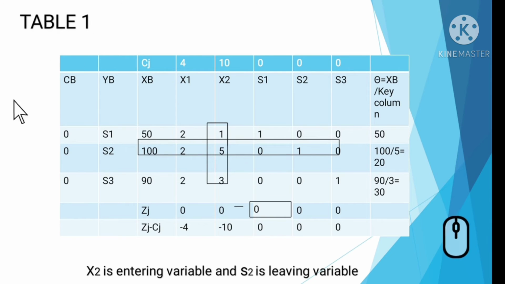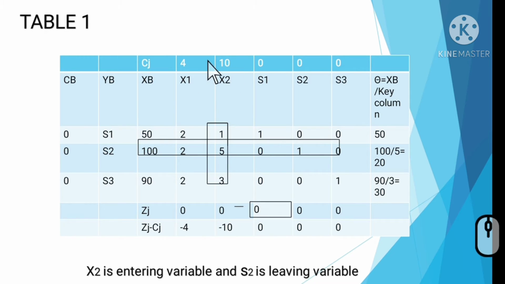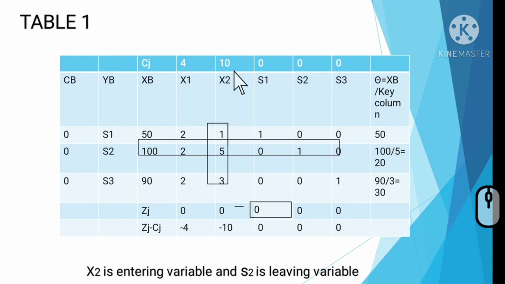For the standard form of the LPP, we are going to form a simplex table. Here, the Cj are nothing but the coefficients of the objective function. The objective function is 4x1 plus 10x2 plus 0s1 plus 0s2 plus 0s3. So we write those coefficients of x1, x2, s1, s2 and s3.